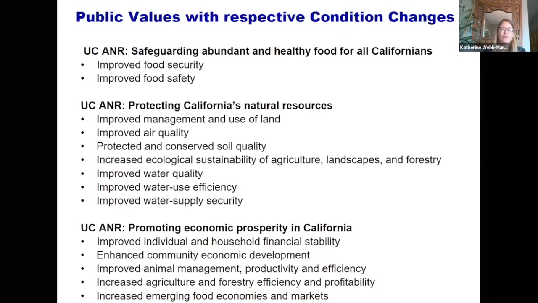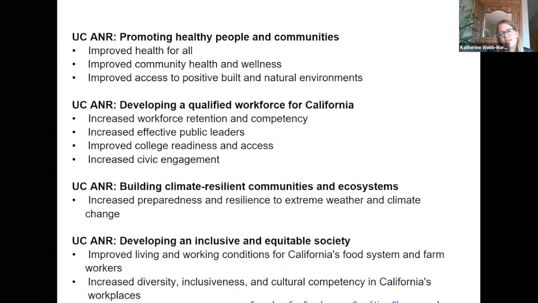So these are the UCANR public values and condition changes. We did send this out with the confirmation for the training. Hopefully many of you are somewhat familiar with these now. They've been around in the organization for several years and they were developed by your programmatic peers. We really want to focus on measuring outcomes that help us best connect to these longer term changes to be able to communicate to our stakeholders the difference that our work makes. So these are some of them, and here are the rest of them. On the ANR homepage, if you search condition changes, you'll get the whole page with background and more information if this is new to you.